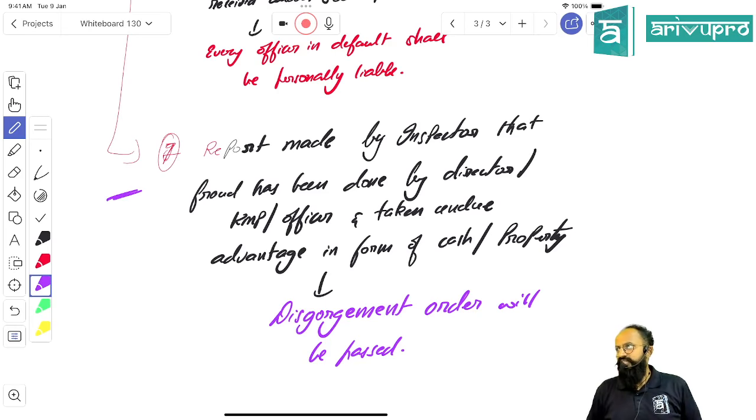Is it similar to seize? No. Seize is where the court will take a temporary custody. Disgorgement is a permanent transfer. Clear? Yes, okay, let's go for a break.